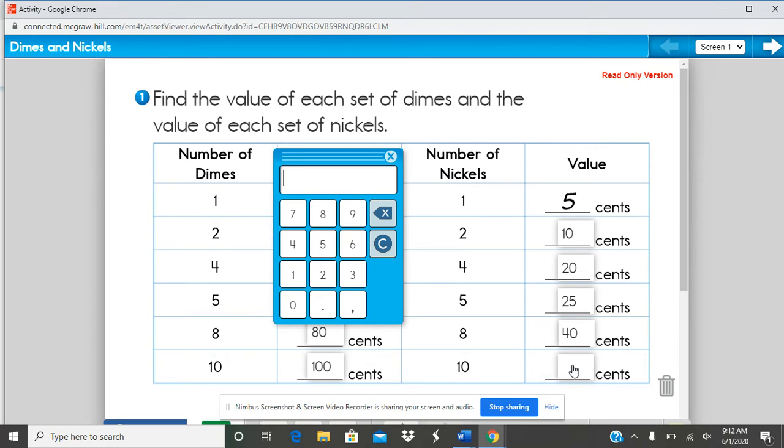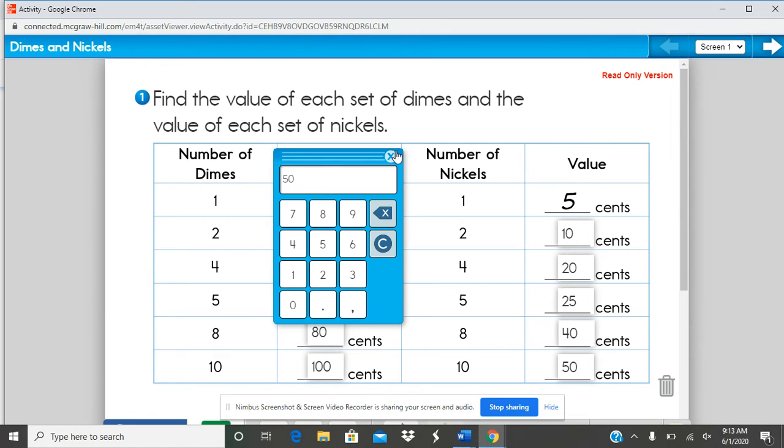And then I have 10 nickels. So if I have 10 nickels, okay, then there are 5 cents each. How much money am I going to have? Okay, so 5, 10, 15, 20, 25, halfway there. 30, 35, 40, 45, 50.